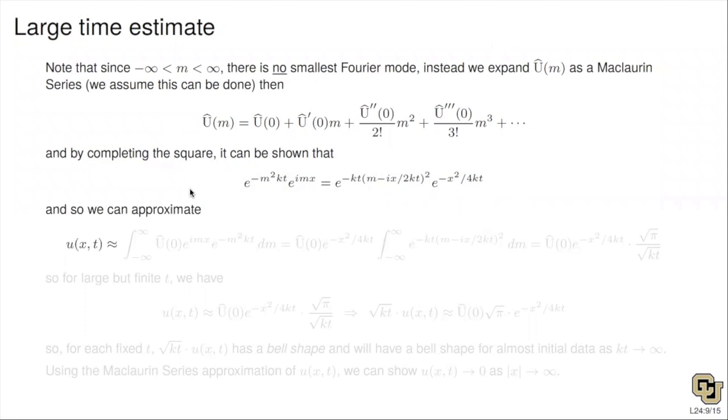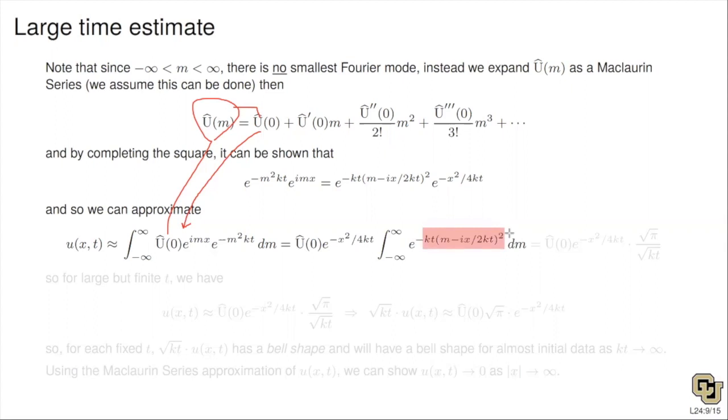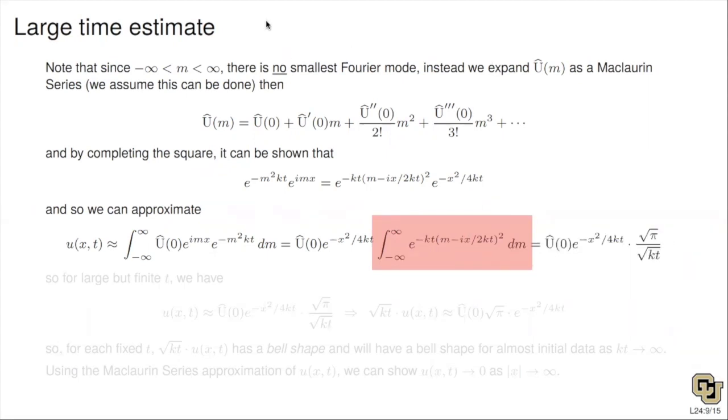So we're going to rewrite this. We're going to replace the u hat of m with this one term approximation, and then do this completing the square and calculate this integral here. This integral looks like the kind of integral we saw before, where it's e to the something squared, e to the minus something squared dm. It's not quite the same, where you'd have to use a little u sub to completely do the integral, but this has that same form. And so you can show this integral integrates to root pi over root kt.